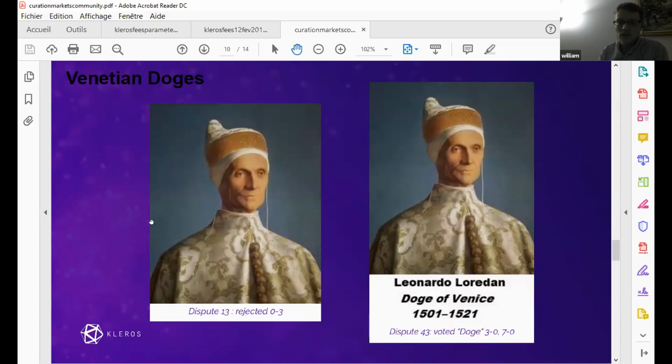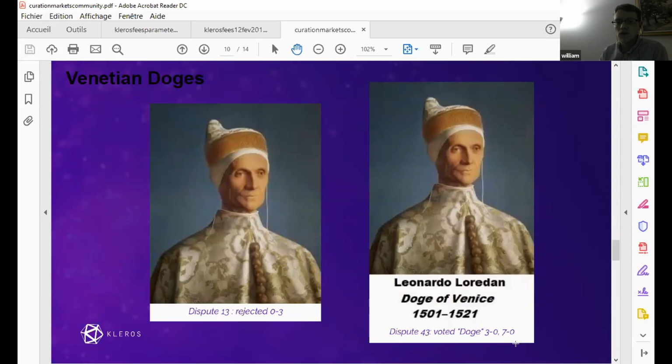Early on, someone submitted the image on the left, and it was rejected, 0 to 3. Later on, someone else submitted another image that just had an extra piece of text saying that this is Leonardo Loredan, and he was the Doge of Venice, 1501 to 1521. And that was accepted unanimously. This is an interesting phenomenon. If I don't know about Venetian history and I get this extra information, I can go on Wikipedia and see, oh yeah, he was a Doge, he belongs on this list. So giving jurors extra information helps them make better choices, which is natural.